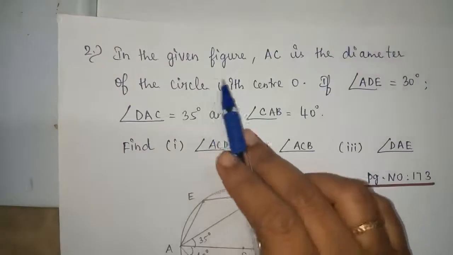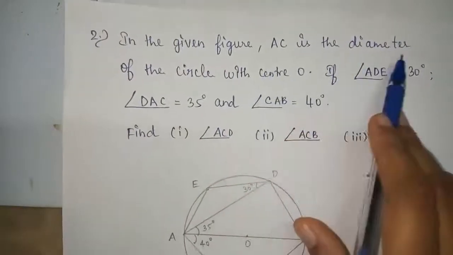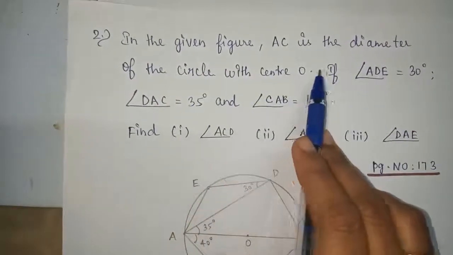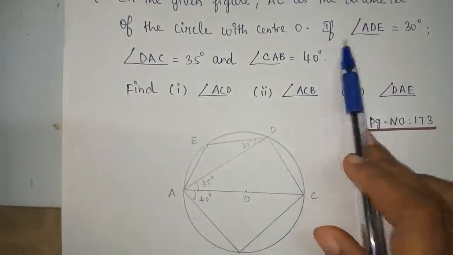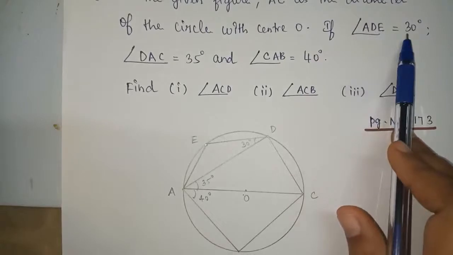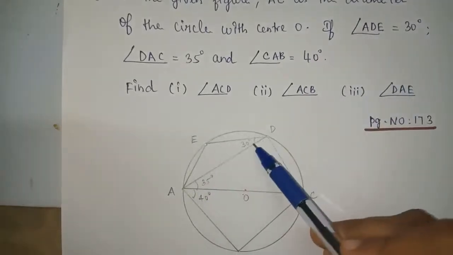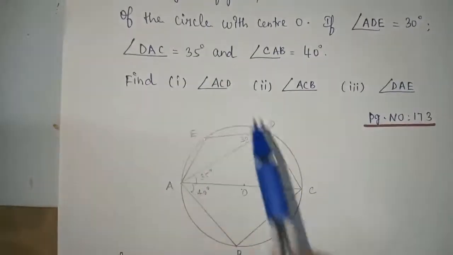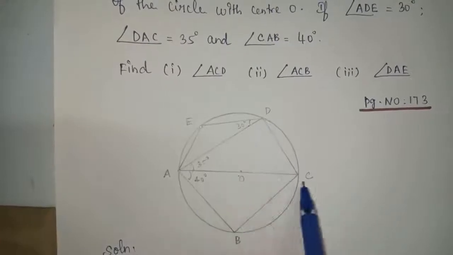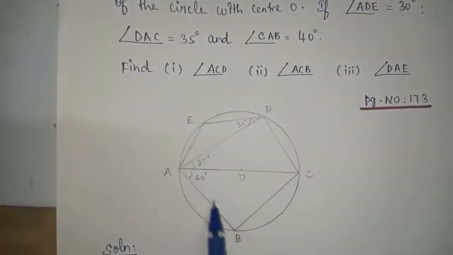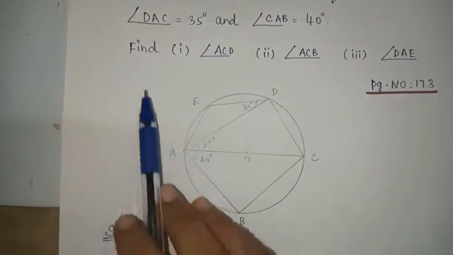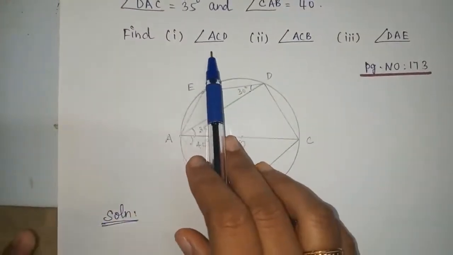Problem number 2. In the given figure, AC is the diameter of the circle with center O. If angle ADE is equal to 30 degrees, DAC is equal to 35 degrees, and CAB is equal to 40 degrees, you have to find the angle of ACD.